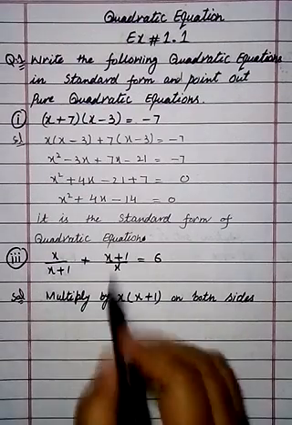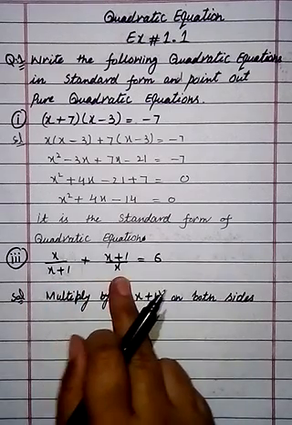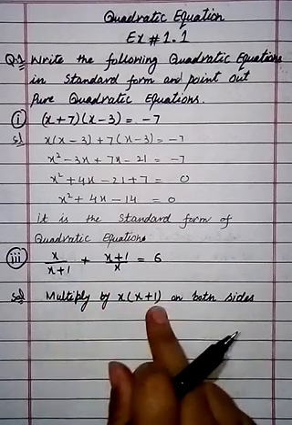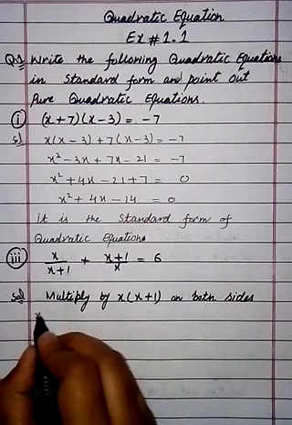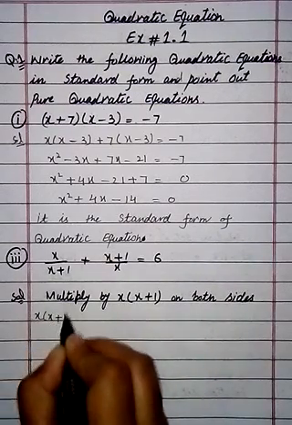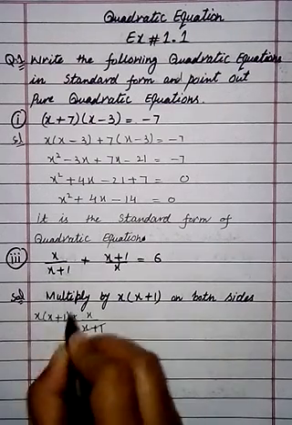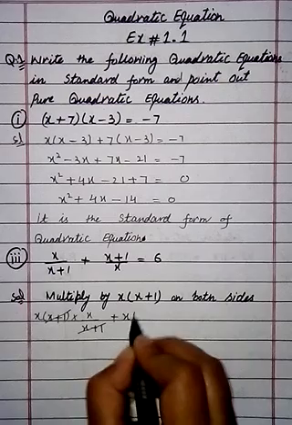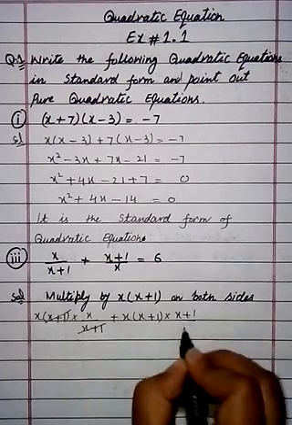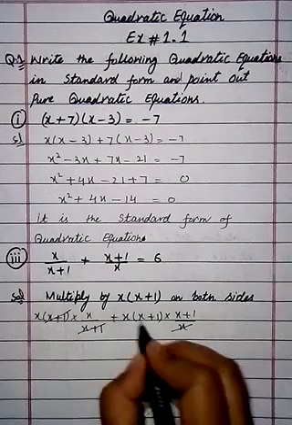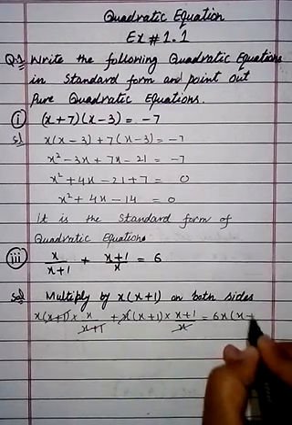The third part is in fraction form. So first of all, you have to remove the fraction. So take the LCM of the denominators. Its LCM is x into x plus 1. So multiply by x into x plus 1 on both sides. Then you can write, multiply by x plus 1. So x plus 1 cancels with this term. Now x into x plus 1 multiplied by the second term x plus 1 by x. So x cancels with x. Now 6 multiplied by x into x plus 1.